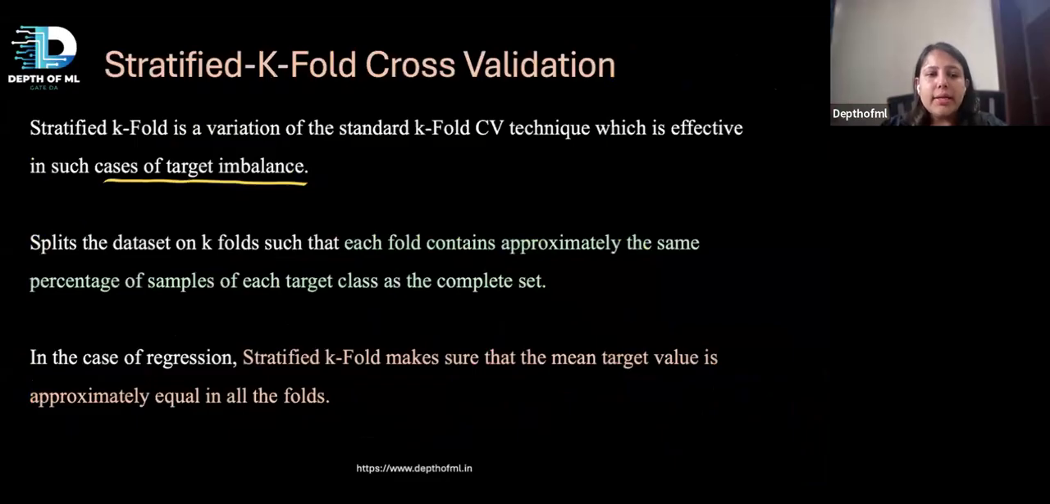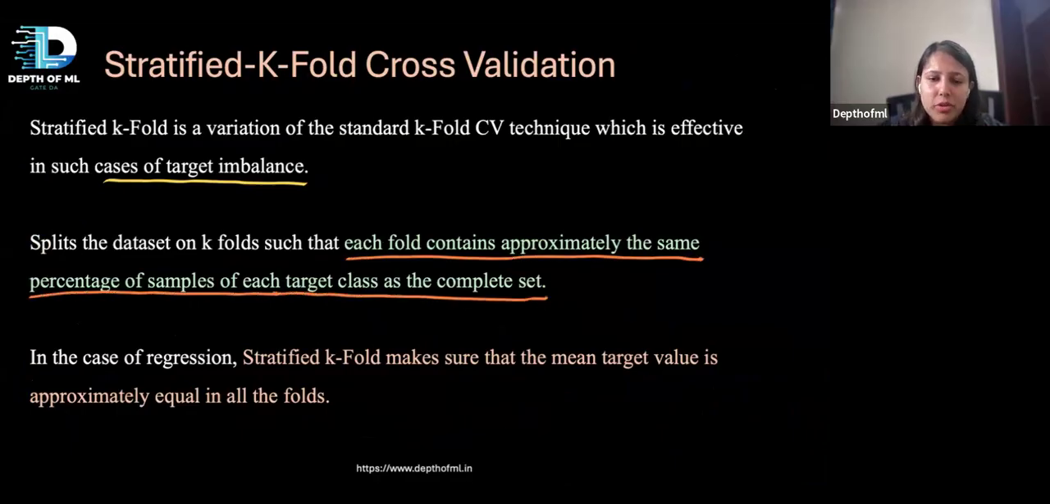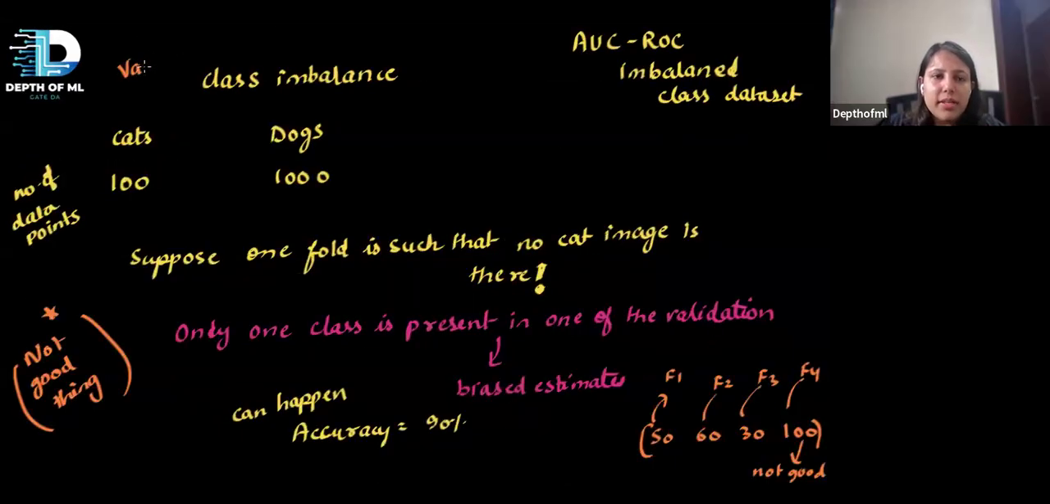So what you do in stratified splits is you basically ensure that every fold contains approximately the same percentage of samples of each target class as in your whole data set. Okay. So each fold contains approximately the same percentage of the samples for each target class as the complete set. Okay, so this is, say, vanilla K-fold. And in stratified K-fold, this is what you'll do.